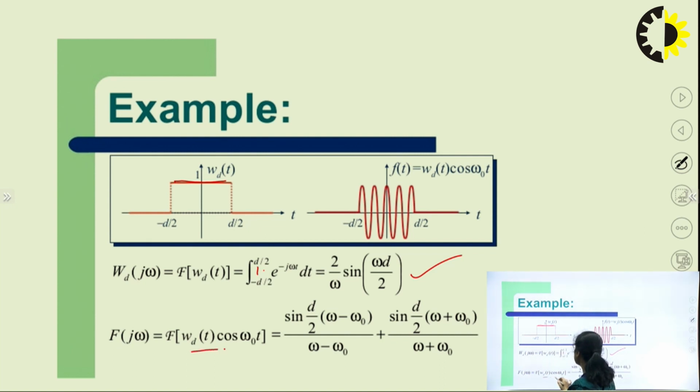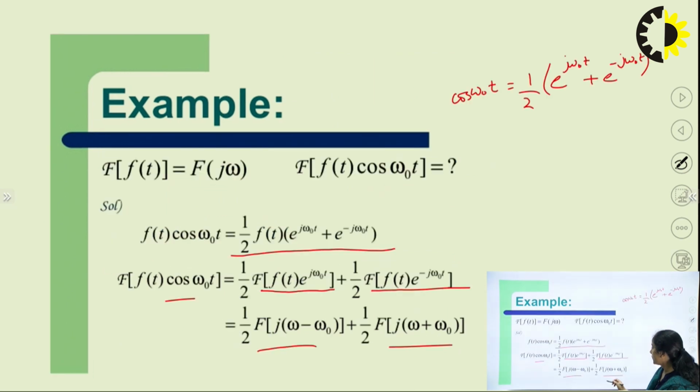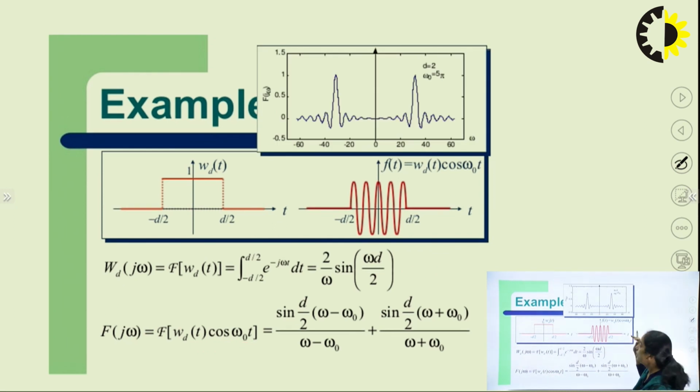Now the Fourier transform of this function into cos omega naught t will be a shifted function. As we had discussed here, the first part will be shifted by omega minus omega naught and the second part will be shifted by omega plus omega naught. So we can write omega plus omega naught into d by 2, and if you have to draw the spectra, this will be the spectra. This is the magnitude spectra because it has two parts: sine d by 2 (omega minus omega naught) and sine d by 2 (omega plus omega naught). So this is the complete continuous magnitude spectrum.